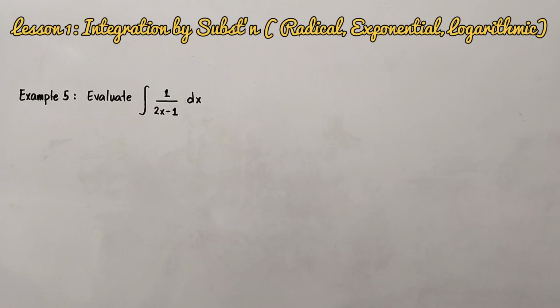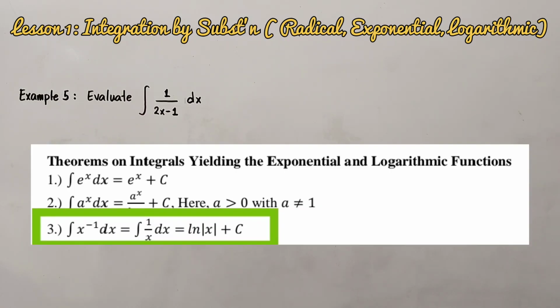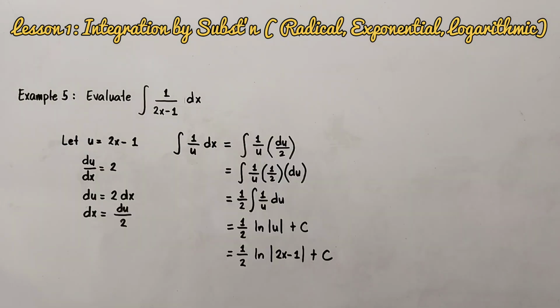Theorem number 3 will help us evaluate the integral of 1 over 2x minus 1 dx. The integral of x power negative 1 dx is equal to the integral of 1 over x dx, and that is ln absolute value of x plus c. We let u equals 2x minus 1 and dx is du over 2. The integral of 1 over u dx is equal to the integral of 1 over u times du over 2, and that is equal to the integral of 1 over u times 1/2 du.